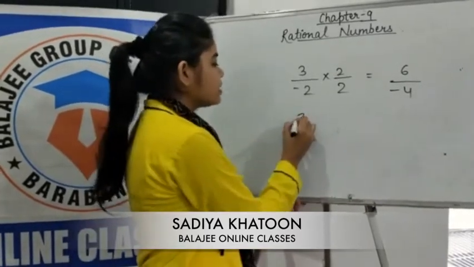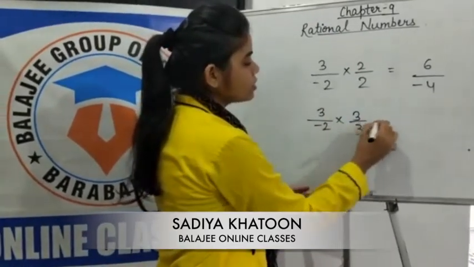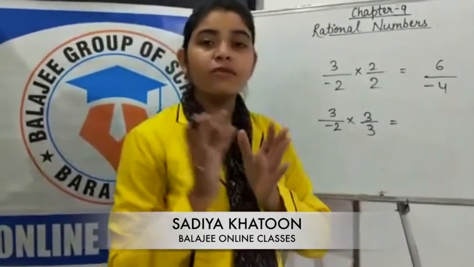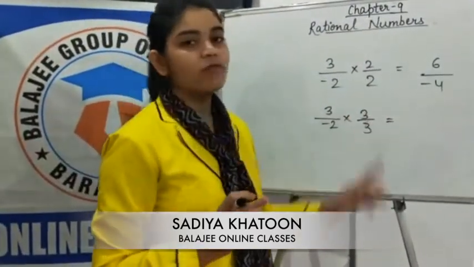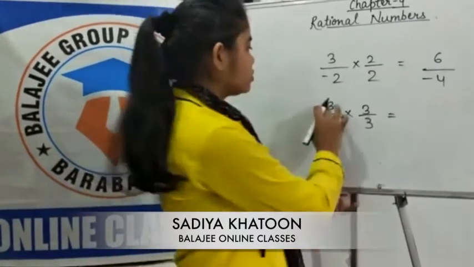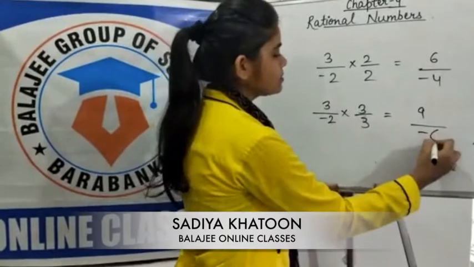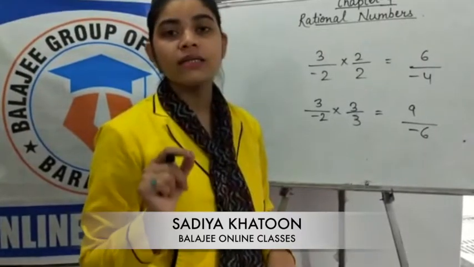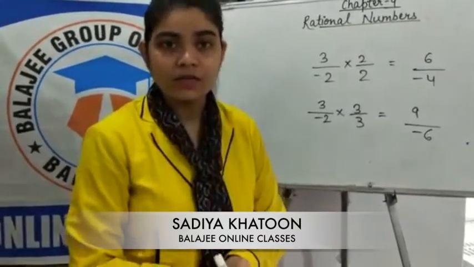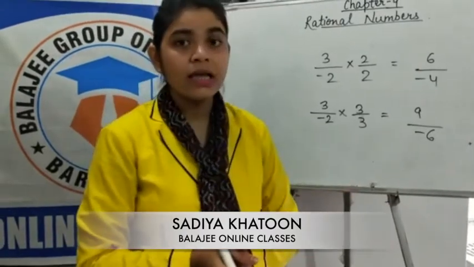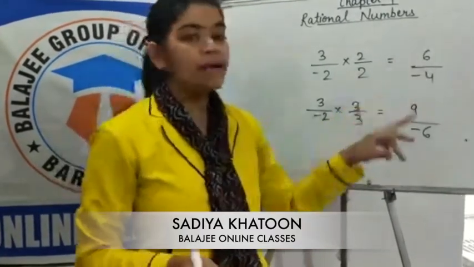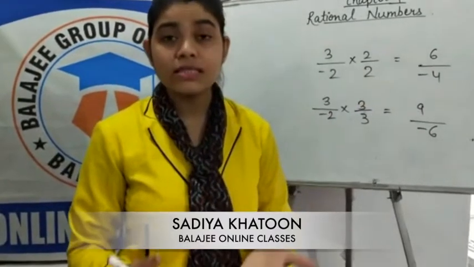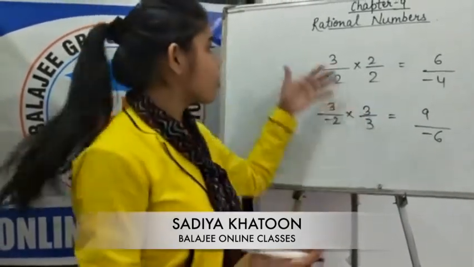Check. 3 upon minus 2. If we multiply it by 3 upon 3, you just have to keep in mind that you have to pick the same number with which you have to multiply the numerator and the denominator both. So 3 3s are 9 and 2 3s are 6. So 6 upon minus 4, 9 upon minus 6, these are the equivalent fractions, or you can say equivalent rational numbers. Don't call them fractions because negative is also there. Fractions are said only when numerator and denominator both are positive. So you can say that fractions are the positive rational numbers. Okay? So these are the equivalent rational numbers of 3 upon minus 2.